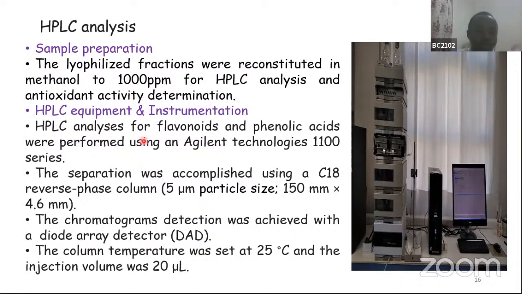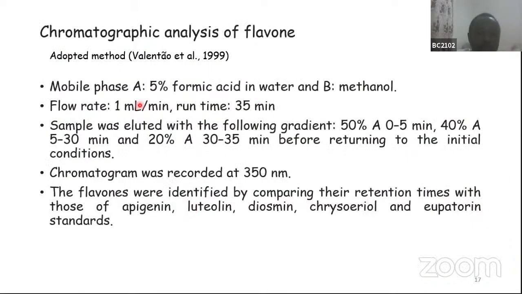Okay. To 1000 microliters using methanol, and separation was accomplished using a C18 reverse phase column. The chromatographic detection was achieved with the detector. For chromatographic analysis of flavonols, the mobile phase was set with formic acid and methanol. The chromatogram was recorded at 350 nanometers. Flavonols were identified by comparing the retention time with those of apigenin, luteolin, and diosmin.